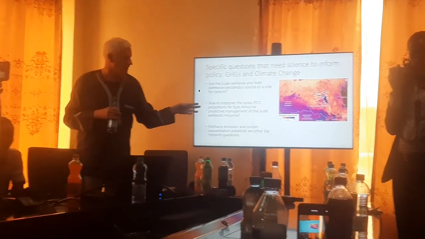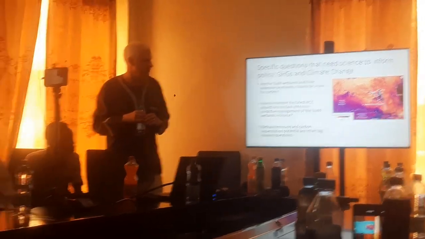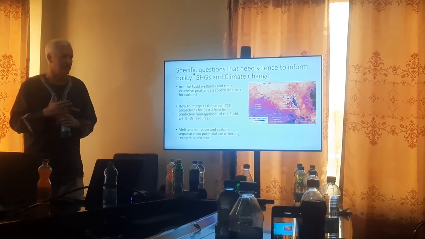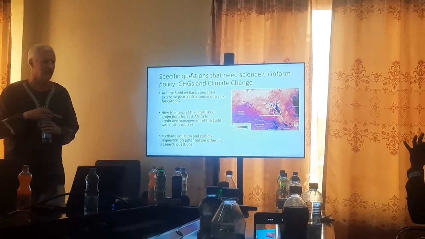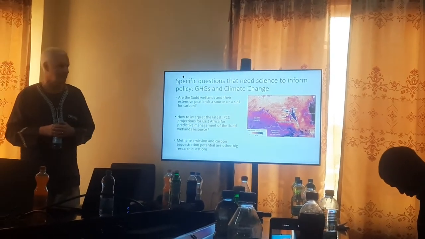Another question is how to interpret the latest IPCC projections for East Africa for predictive management of the Sudd Wetland. So we said that if it rains in Uganda and those other areas that are feeding the White Nile, but it's not raining so much or we have higher variability in South Sudan, what do you do to prepare for this increased flooding coming out of Uganda? Maybe not flooding, but at least high flows. You need to have some kind of an agreement with the Ugandans, don't you? To understand what's coming your way. You also have to have, whether you're talking about reservoirs or some kind of changes in terms of engineering, you need to factor that in, if indeed you take confidence in what the IPCC is saying.